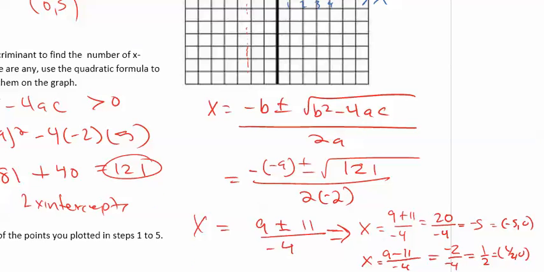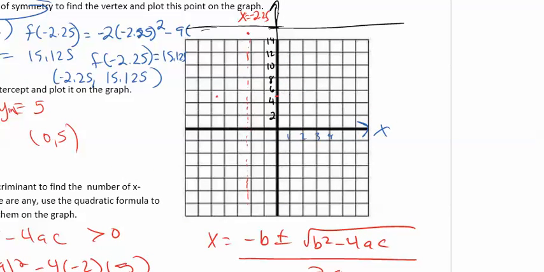Okay, so let's go ahead and graph those points. -5, so that's 1, 2, 3, 4, 5. So that would be here. And then 1/2 would be here. Okay, so we can see that our parabola still looks symmetrical. So let's go ahead and connect all those points. Okay, so let's label the important ones. 0, 5, 1/2, 0. And then -5, 0.